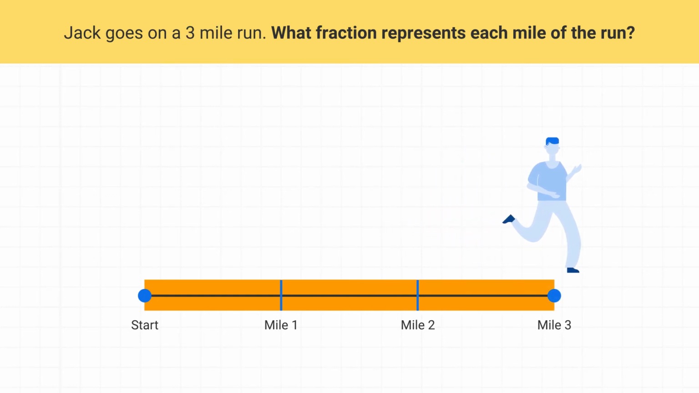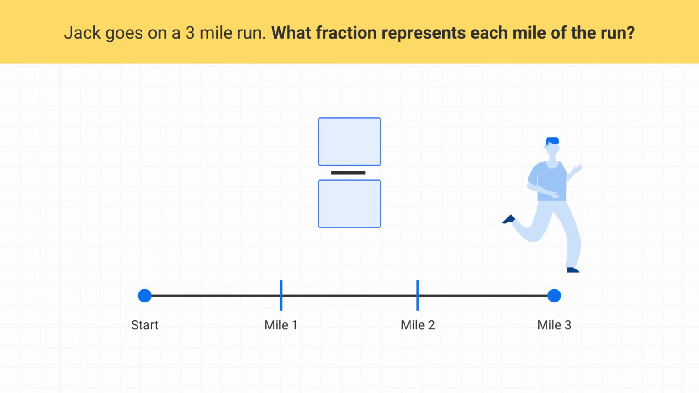Now we need to figure out what fraction represents each mile of that run. We need to use a fraction to describe each of these different pieces. What fraction can we use to represent these pieces? Well, there are a total of 3 pieces in this run, so the denominator of our fraction is 3. And each of these miles represents one of those pieces, so 1/3. In this problem, each mile represents 1/3 of the run.